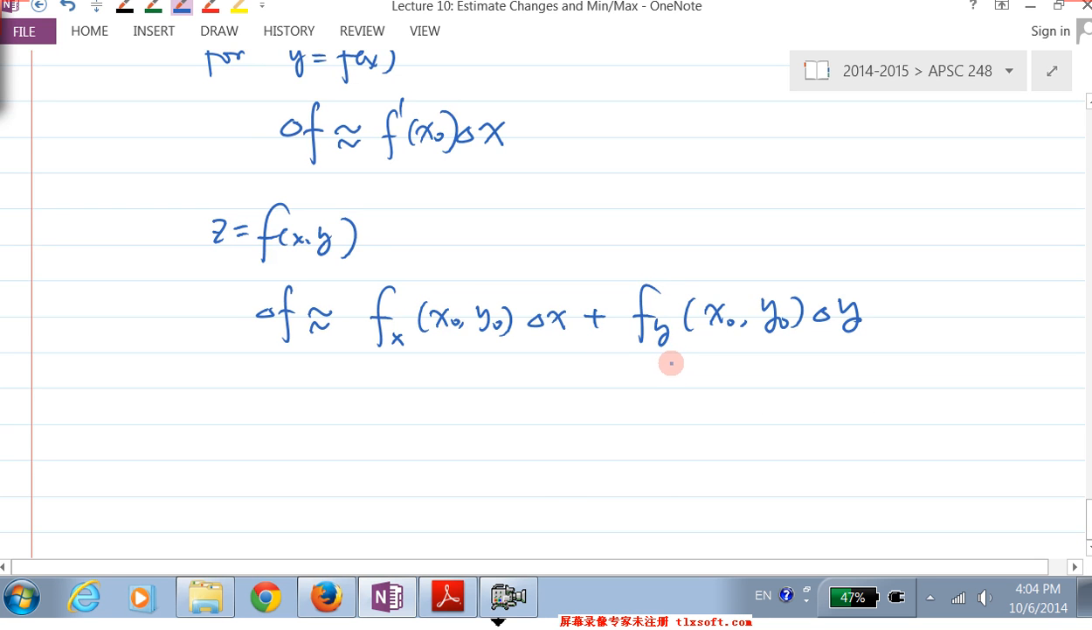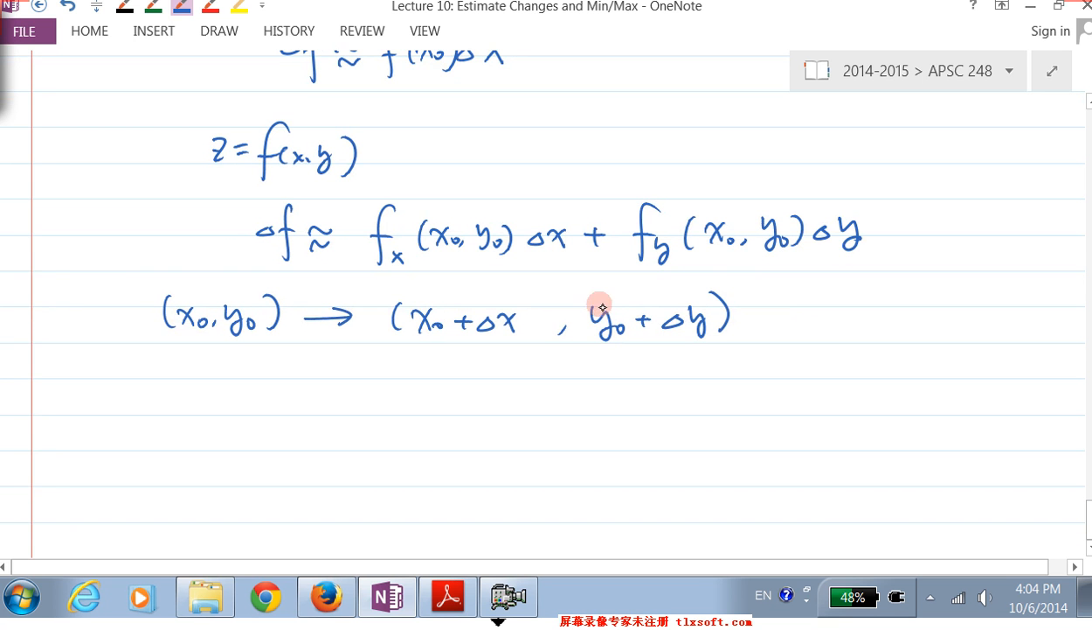You have to exercise this already. You had one of the questions, if you remember, the resistor question. For this one, if I explain it in detail, your original point is x naught, y naught. Where did it go? It goes to x naught plus delta x and y naught plus delta y. So when you go from here to here, how much change in f? It's this formula.